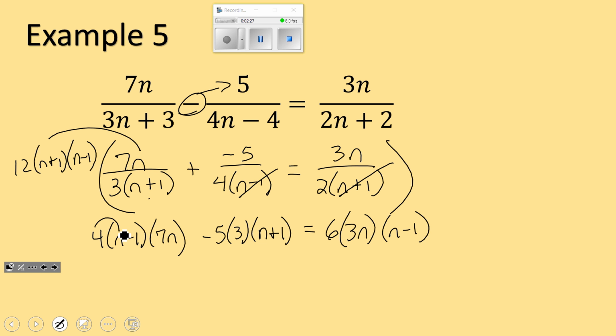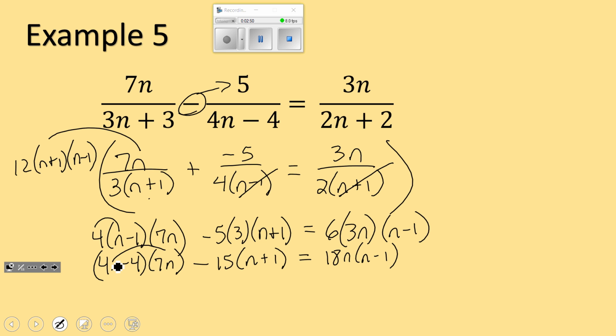Some of you have put the monomials together, 4n and 7n, made 28n, and then distributed the 28n into everything. Either way is fine. So 4n minus 4 times 7n. I'm going to make 15 times n plus 1. And I'm going to make 18n times n minus 1.